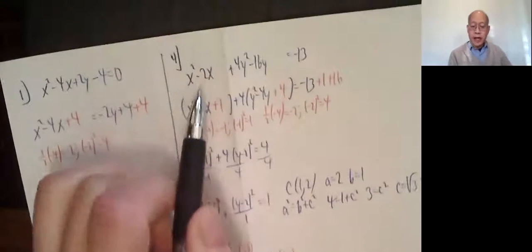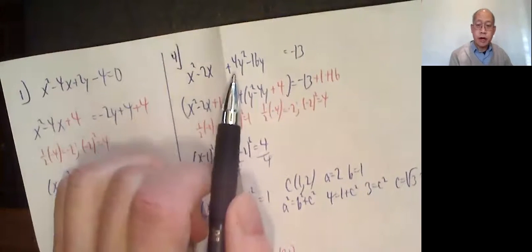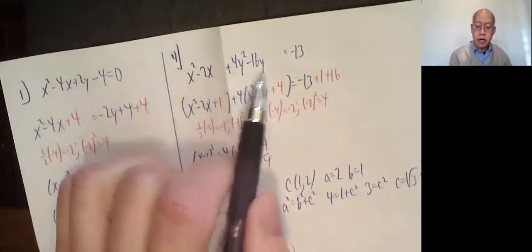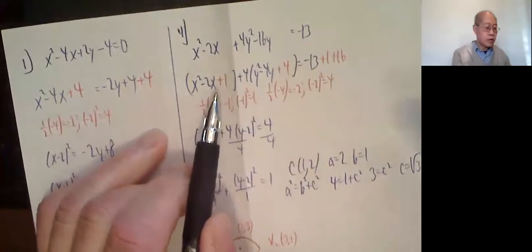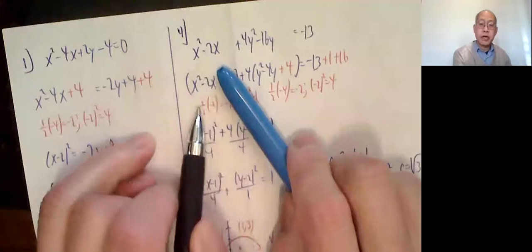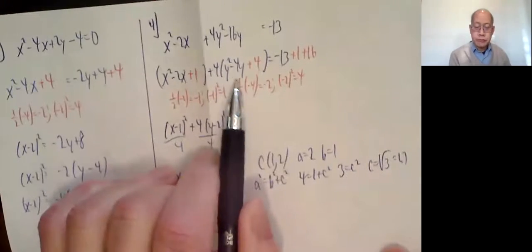Number 4, put the x's together, x squared minus 2x. Put the y's together, 4y squared minus 16y. Move the 13 over to the other side, so minus 13. Complete the square. Half of negative 2 is negative 1. Negative 1 squared is 1. Add 1 to both sides.